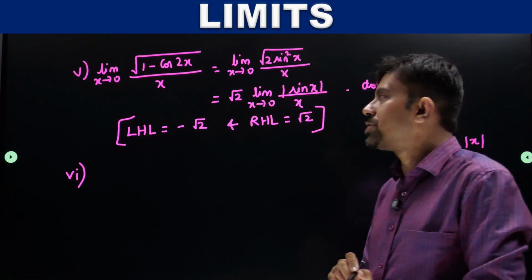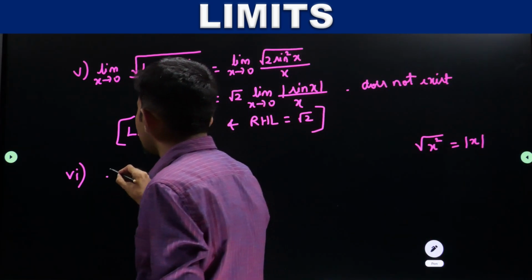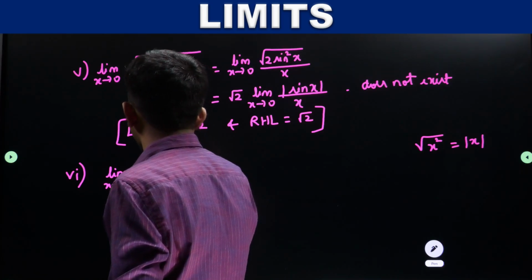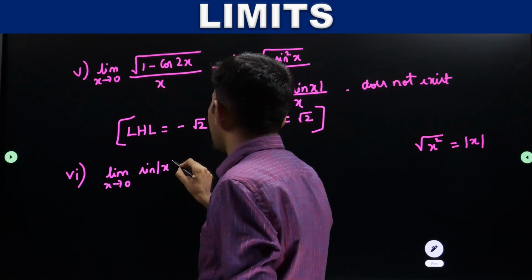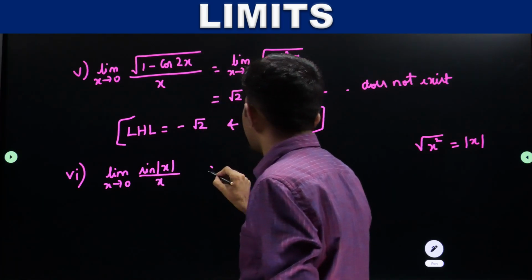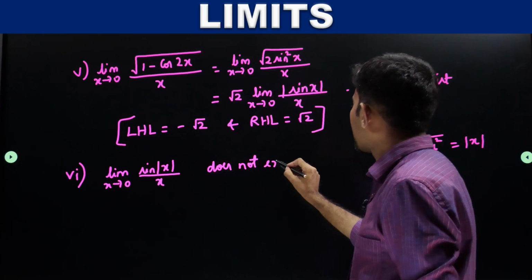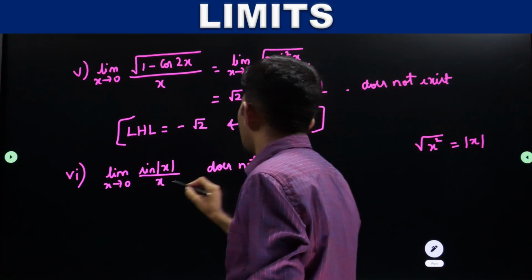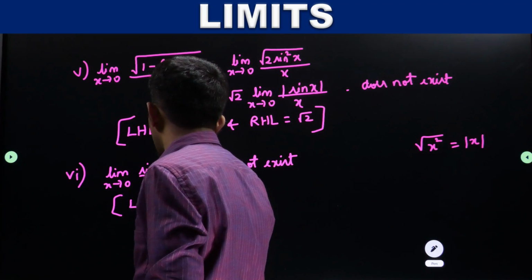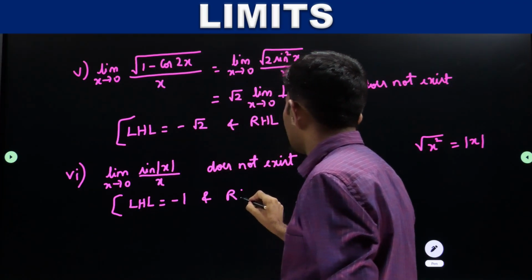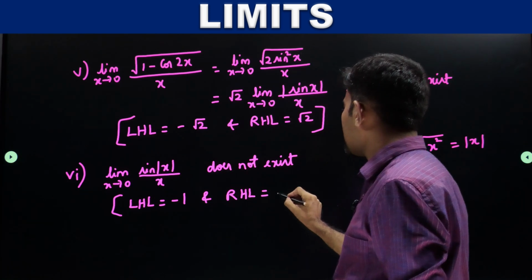All these things are better to remember, okay? Even if I ask limit x tends to 0, sine of mod x by x, it does not exist because the left hand limit is minus 1 and the right hand limit is plus 1. So limit x tends to 0 of this does not exist.